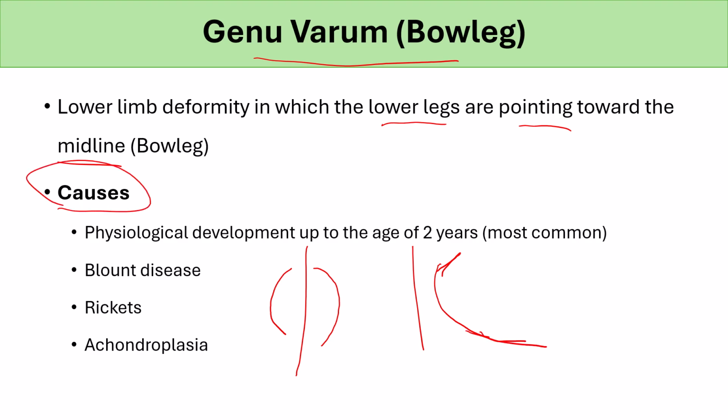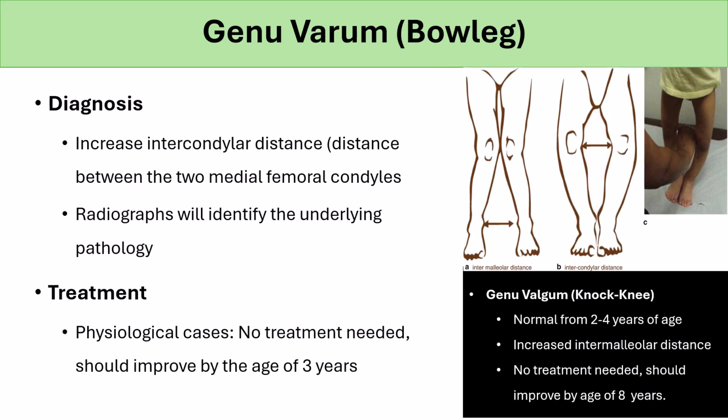Causes of genu varum or bow leg: physiologic development up to 2 years of age. This is the most common and requires reassurance. Blount disease, rickets, achondroplasia. These other causes are less common, but physiologic is the most common you will see all the time.